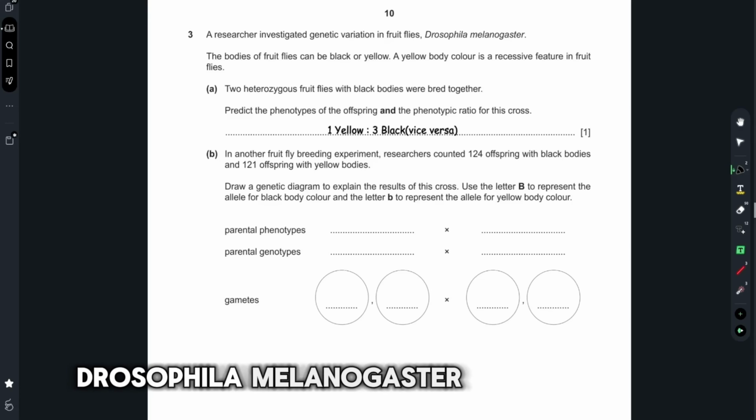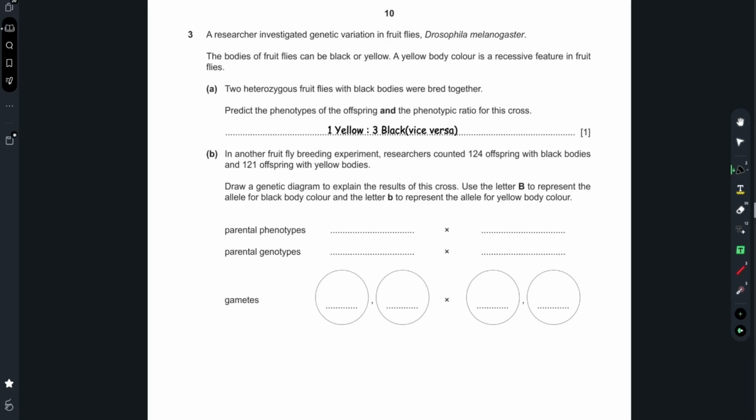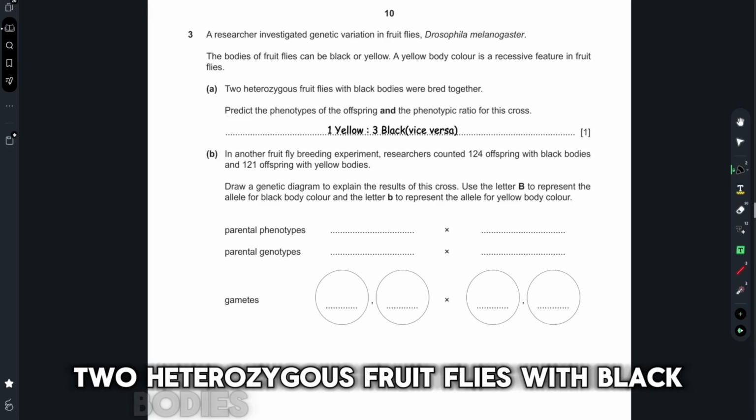Question 3. A researcher investigated genetic variation in fruit flies. Drosophila melanogaster was the fruit fly. The bodies of fruit flies can be black or yellow. A yellow body color is a recessive feature in fruit flies. Part A. Two heterozygous fruit flies with black bodies were bred together.